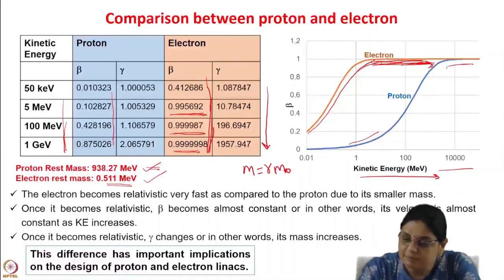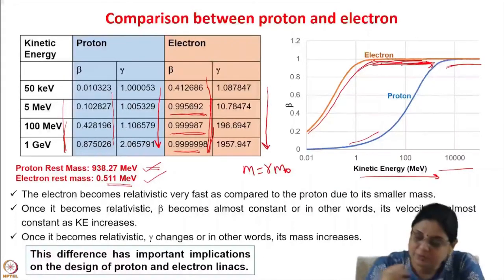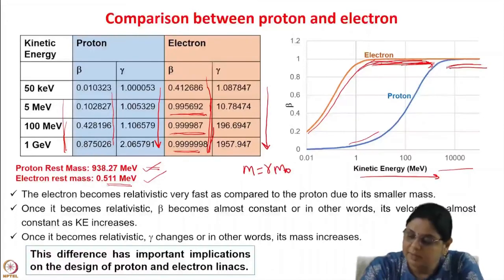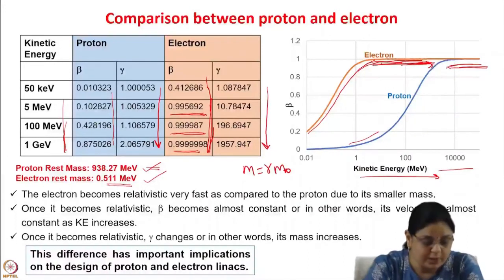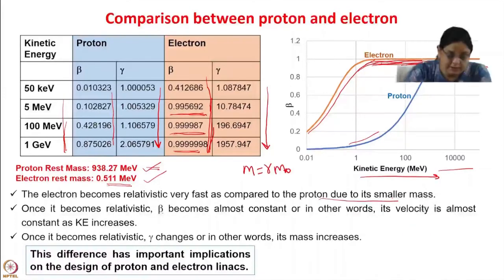Okay, the same thing will happen with the proton. In this energy range, you do not see much change in the value of gamma for the proton. The same thing will happen when it becomes relativistic beyond 1 GeV. So the electron becomes relativistic very fast as compared to the proton due to its smaller mass. Once it becomes relativistic, beta becomes almost constant, or in other words, its velocity is almost constant as kinetic energy increases. Then gamma changes, or in other words, its mass increases.